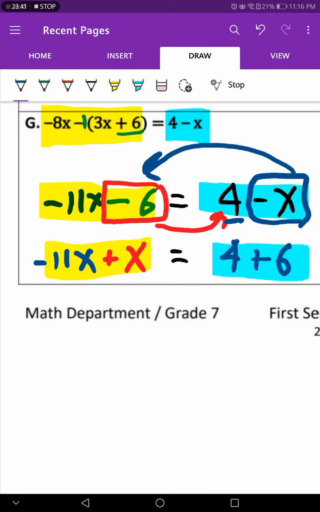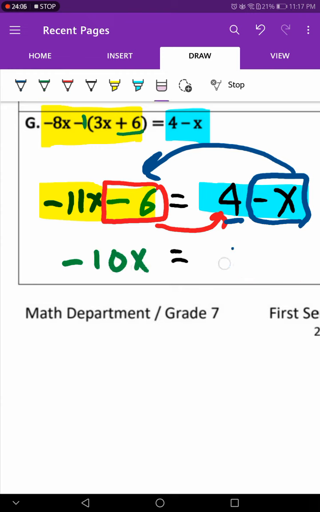Now negative 11x plus x equals? There is a 1 here. Negative 11 plus 1 will be negative 10. So here it is negative 10x. And here it will be 10.